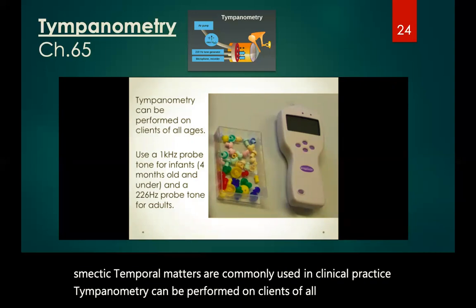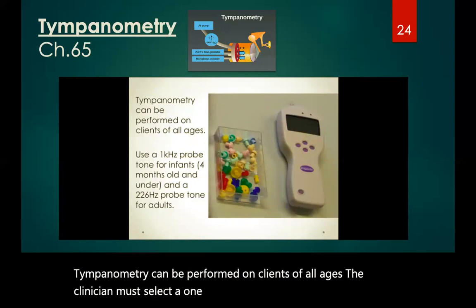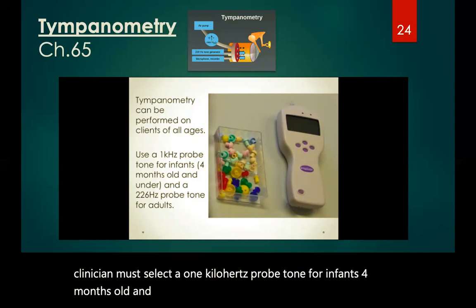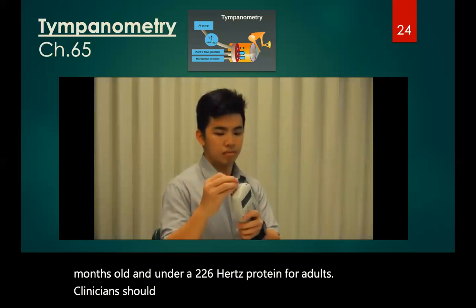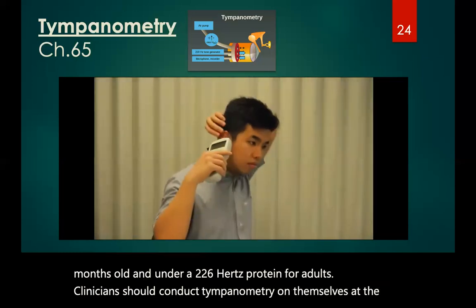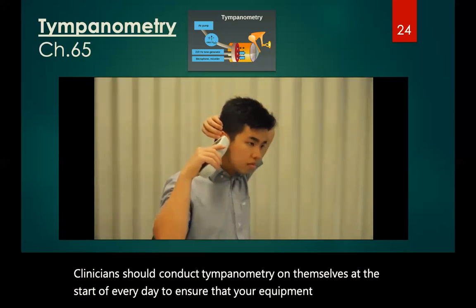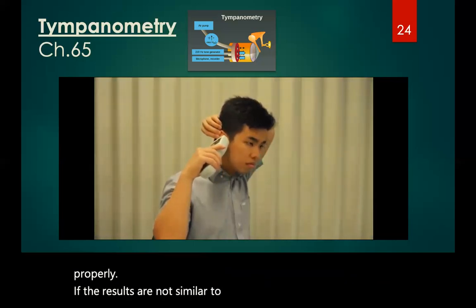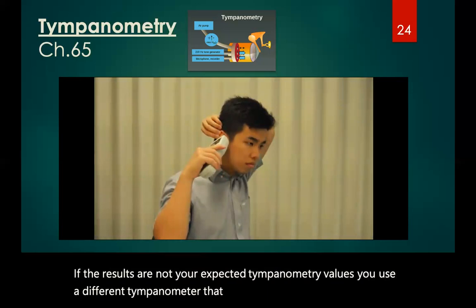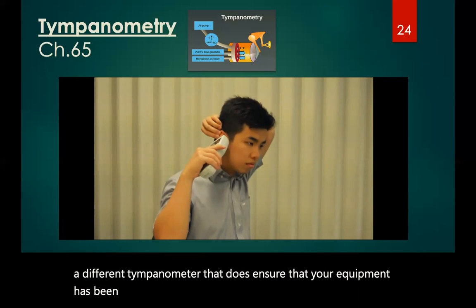Tympanometry can be performed on clients of all ages. The clinician must select a 1 kHz probe tone for infants 4 months old and under, and a 226 Hz probe tone for adults. Clinicians should conduct tympanometry on themselves at the start of every day to ensure that your equipment is working properly. If the results are not similar to your expected tympanometry values, use a different tympanometer that does. Ensure that your equipment has been recently calibrated and undergoes repairs if faulty.